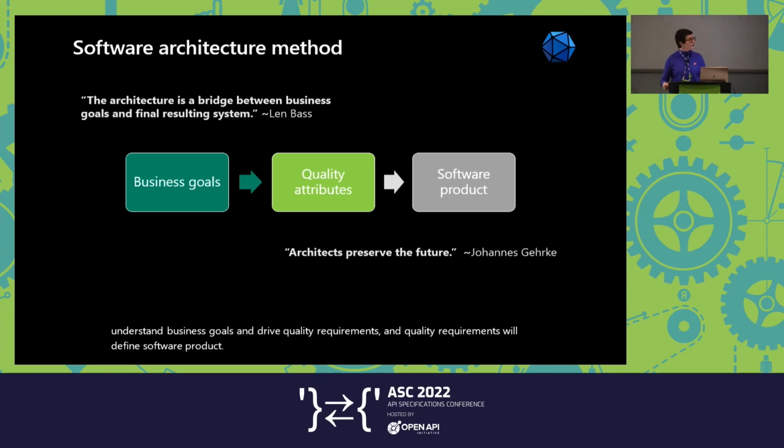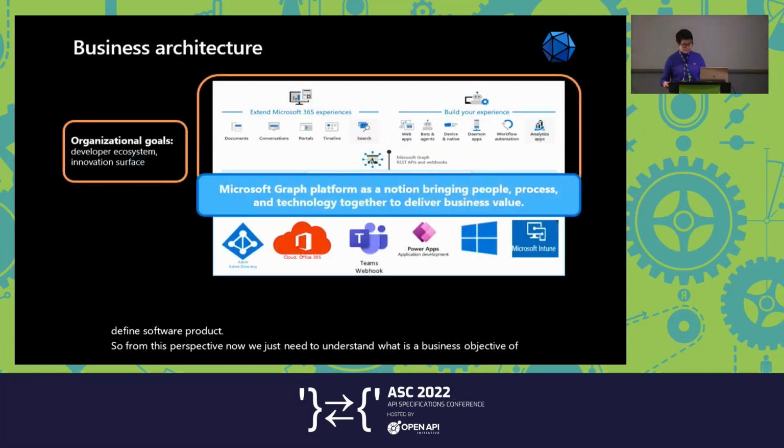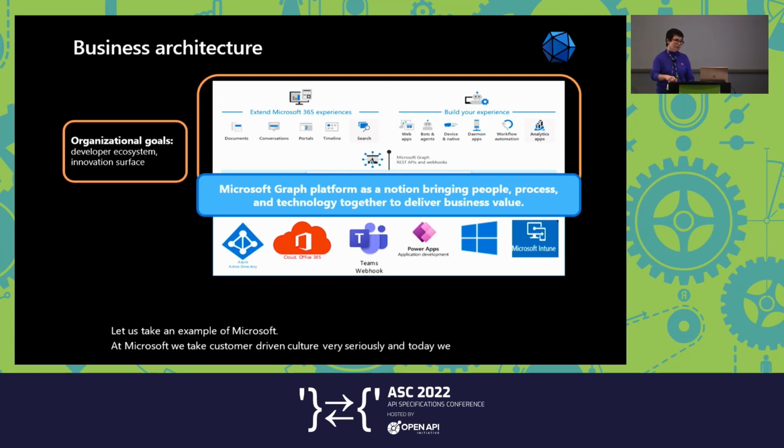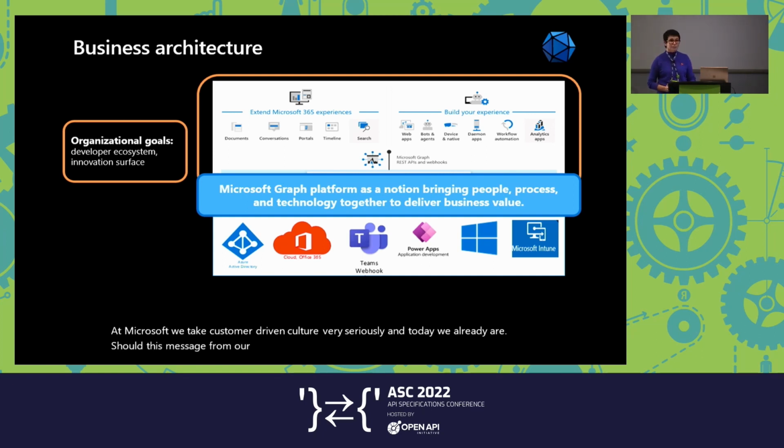So from this perspective, we now just need to understand what the business objective of our organization is. Let us take the example of Microsoft. At Microsoft, we take a customer-driven culture very seriously. And today we already heard this message from our panel that the customer perspective is extremely important for the success of APIs. So for Microsoft Graph, we think about what customer value we will deliver for our consumers.